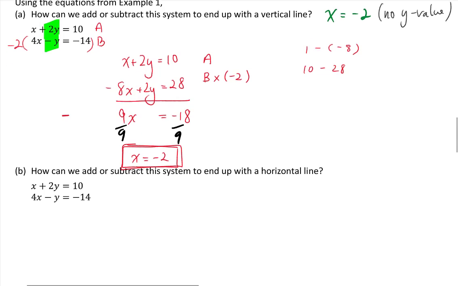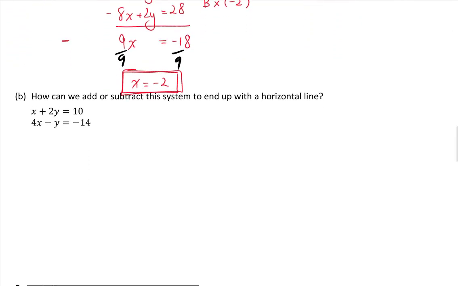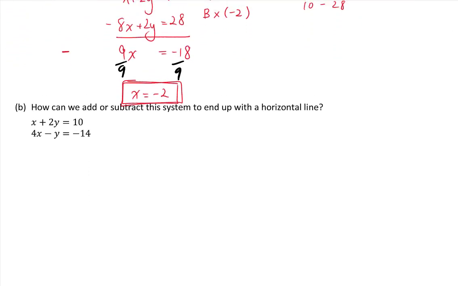All right, let's try this one more time and see if you can do this one yourself. How could I add or subtract these two equations, A and B, in order to get a horizontal line? And in this case, we know that y needs to equal 6. Therefore, there is no x value. So how can I add or subtract these two equations with a bit of multiplication to get rid of the x value? So we're dealing with this part now. Pause the video, try it yourself.